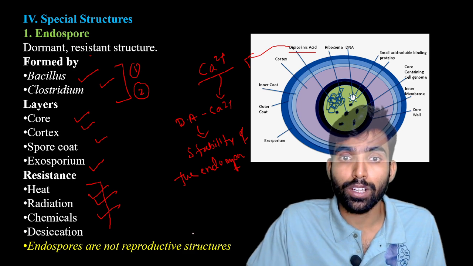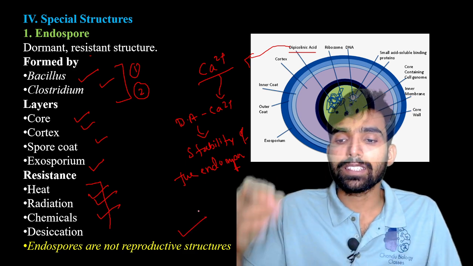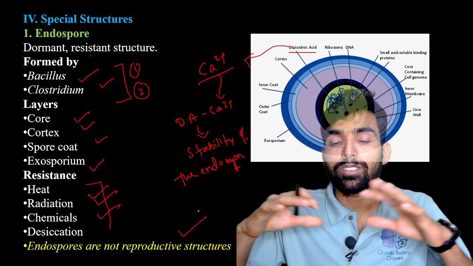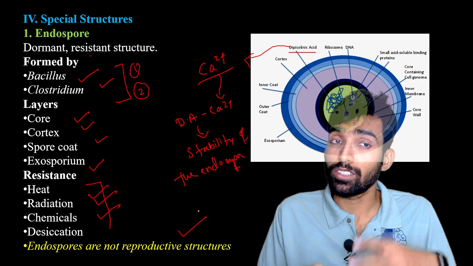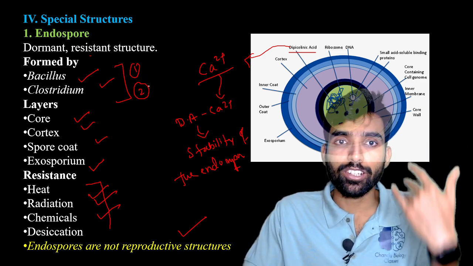Right? Endospores are not reproductive structures. So let's say whenever some bacteria is facing some issue, at that time the bacteria will start making the endospore, but not all bacteria, mostly a few genera. Let's say as examples Bacillus and Clostridium.